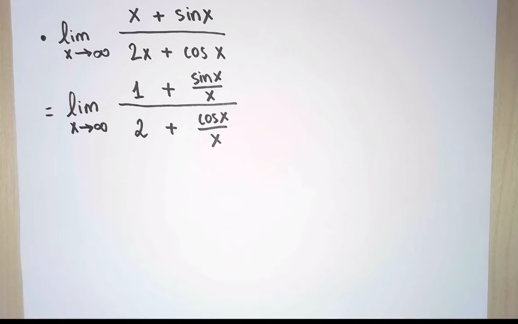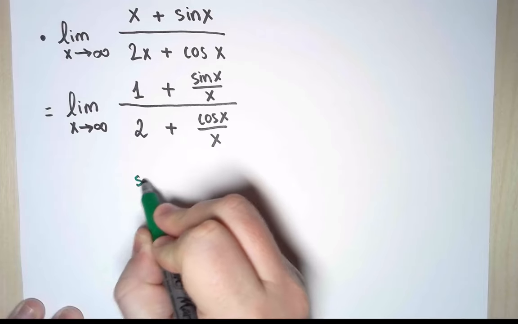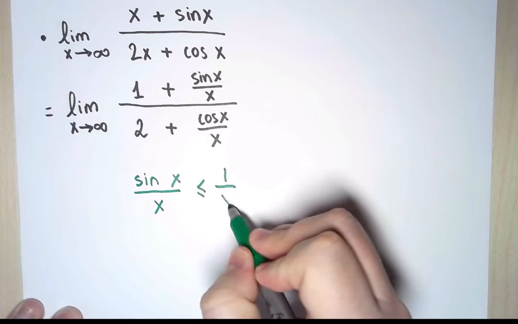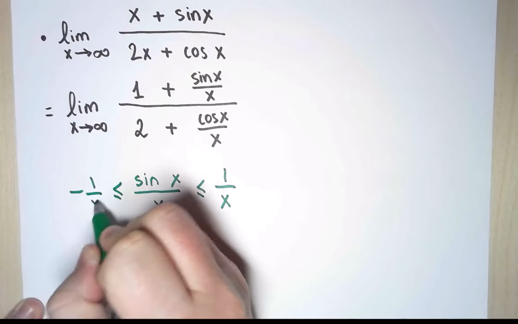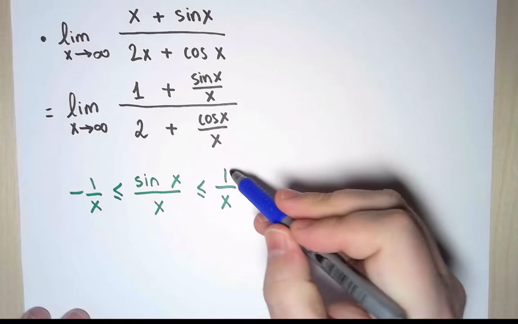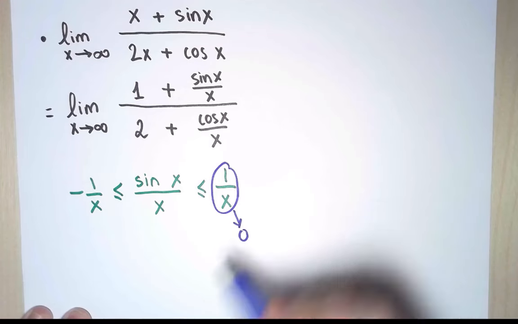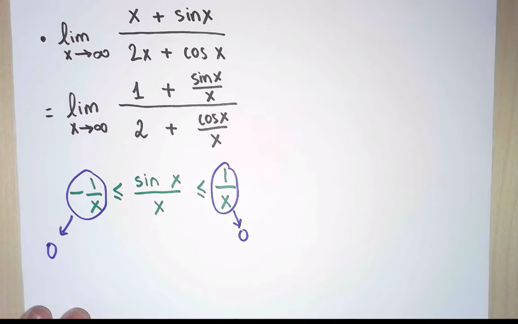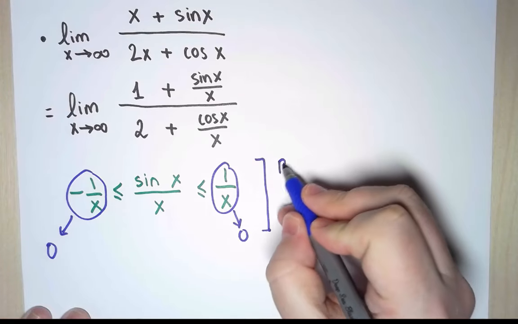And now, what can I do with sine x over x? Well, if you've encountered a term like this before, this is asking us for a squeeze theorem. Because sine of x is always bounded between -1 and 1, and x is approaching infinity. So sine of x over x is always bounded between 1 over x and -1 over x. And now, as x approaches infinity, 1 over x has limit 0. And minus 1 over x also has limit 0. So sine x over x is sandwiched between two functions with limit 0, and therefore by squeeze theorem also has limit 0.